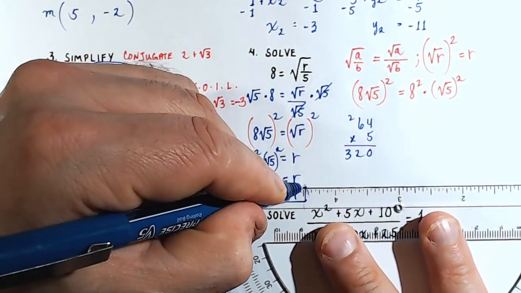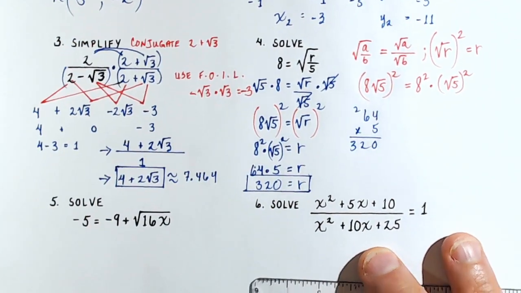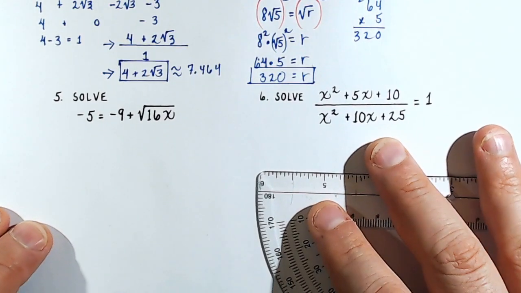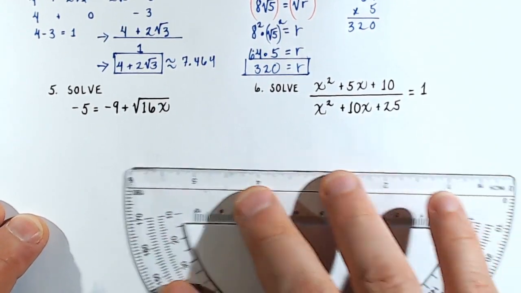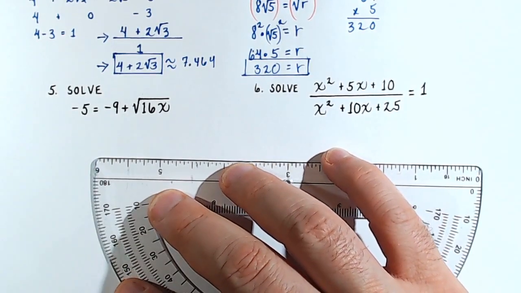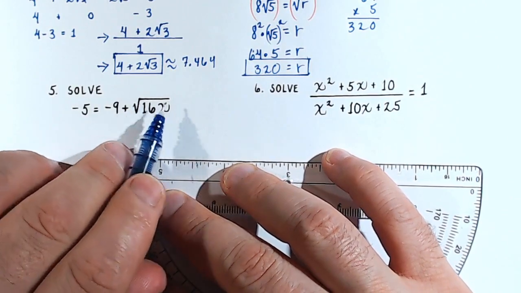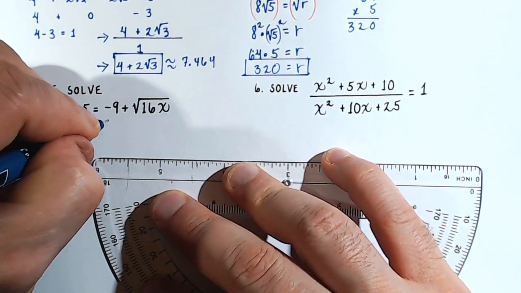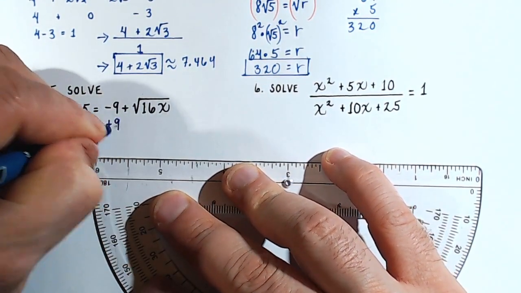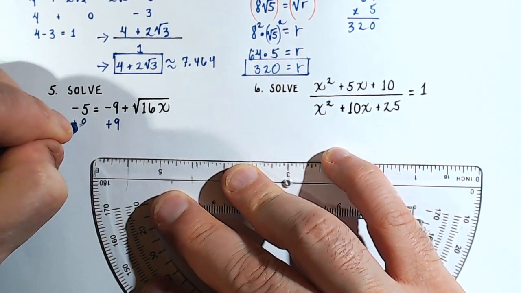That's number 4. Moving on to number 5. This problem looks harder than it is. First thing we're going to do is try to get closer to this x by itself by getting rid of this negative 9. Let's add 9 to both sides.